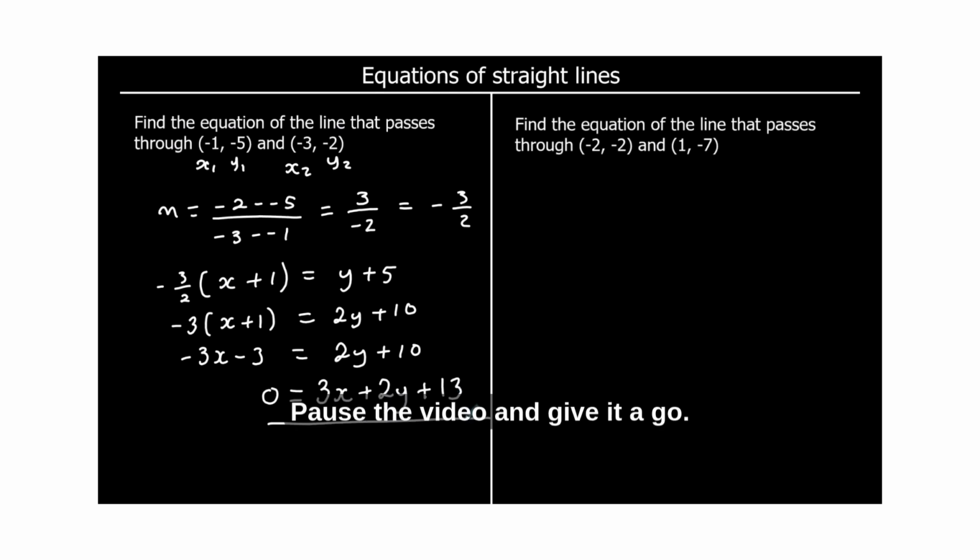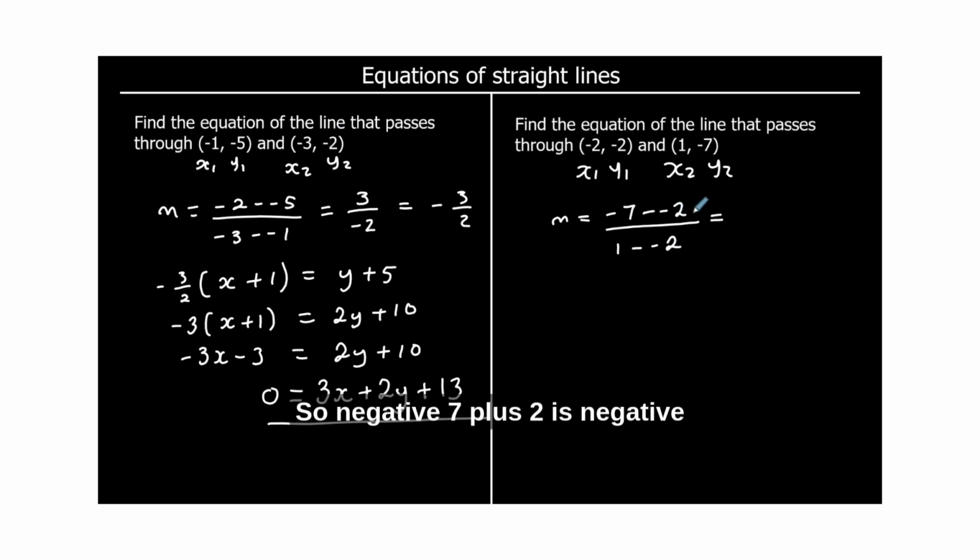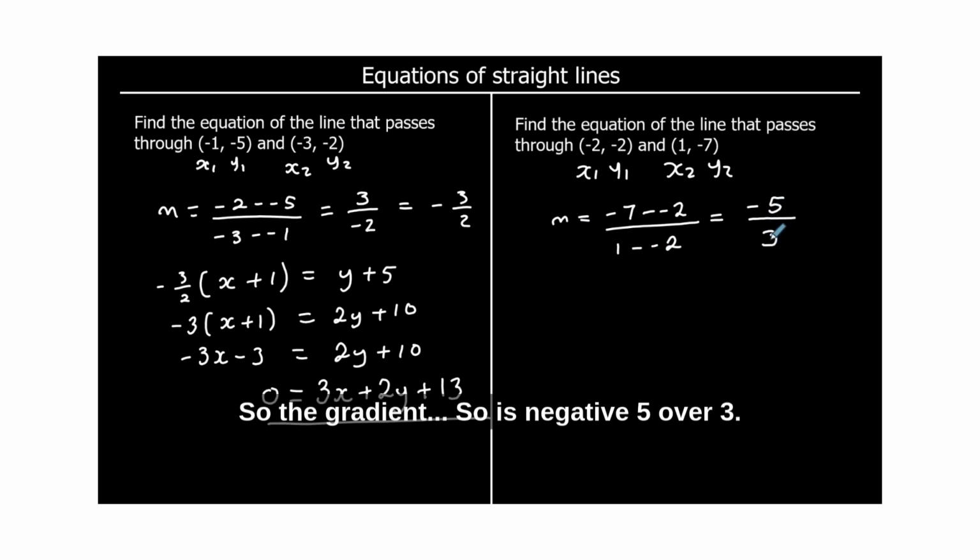One for you to try. Pause the video and give it a go. So the gradient is -7 take away -2 over 1 take away -2. So -7 plus 2 is -5. 1 plus 2 is 3. So the gradient is -5 over 3.